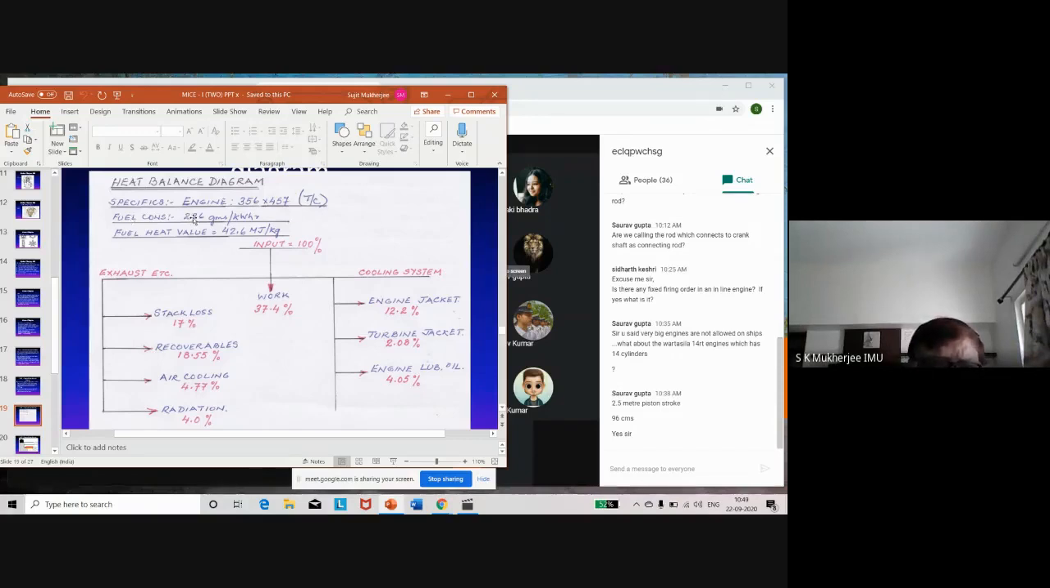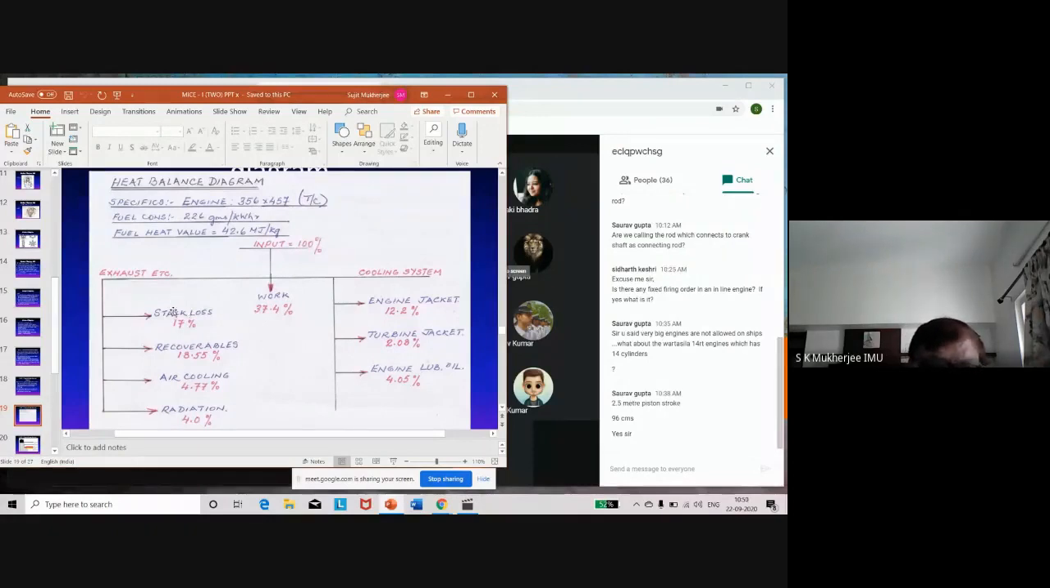Okay, fuel consumption is 226 grams per kilowatt hour. The fuel heat value is 42.6 megajoules per kg. Based on these parameters, you have a heat balance diagram which says the input is 100% and the work output is 37.4%, which is quite pathetic. But then that is it.